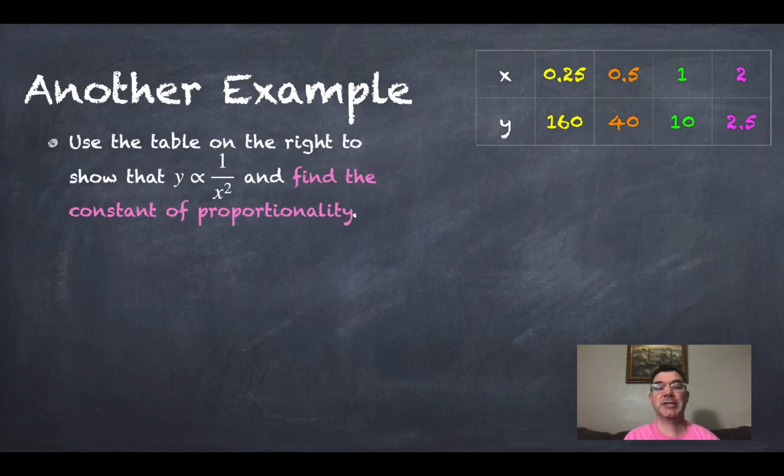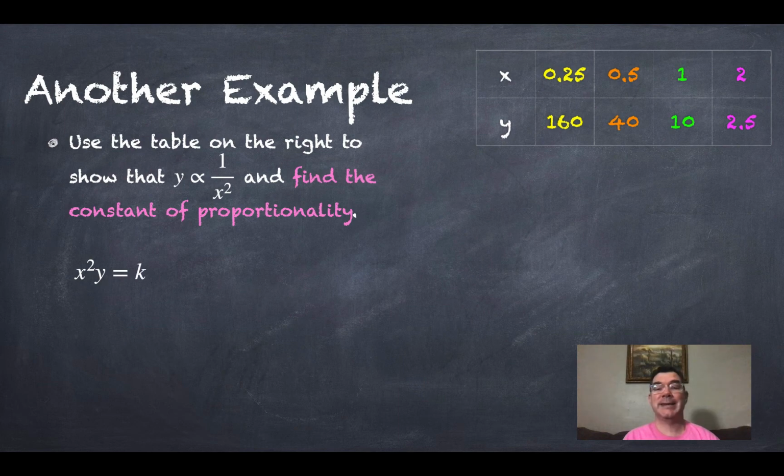All right, here's another example where I have a table instead of a graph. And it looks like the variables are inversely proportional instead of directly proportional. So what we're going to do is show that the relationship between those is inverse, so that y is inversely proportional to x squared. And we also need to find the constant of proportionality.